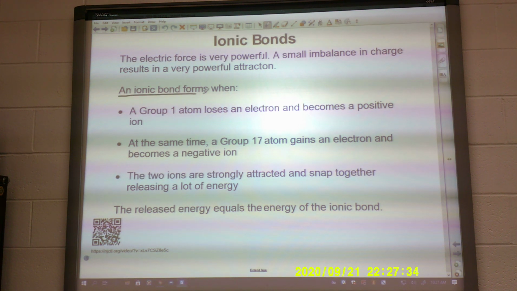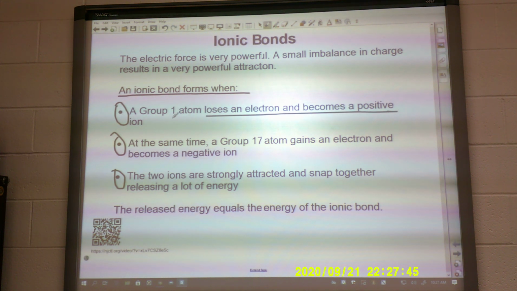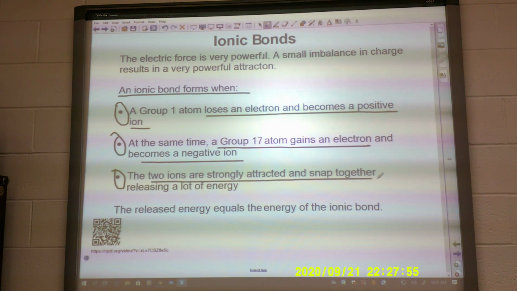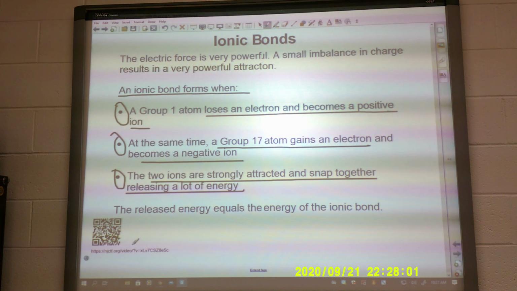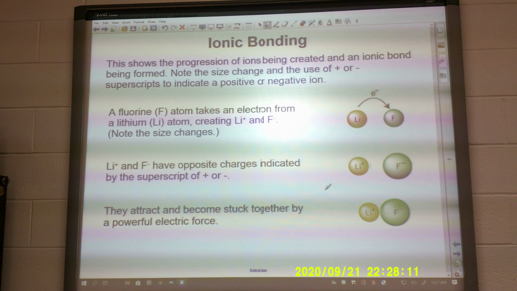An ionic bond forms in 3 steps. 1, 2, 3. A group 1 atom loses an electron and becomes a positive ion. At the same time, a group 17 atom gains an electron and becomes a negative ion. The 2 ions are strongly attracted and snap together, releasing a lot of energy. The released energy equals the energy of the ionic bond. Ionic bonding.